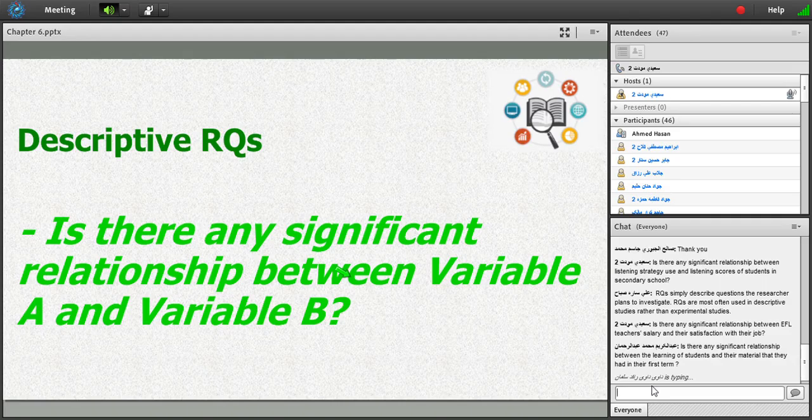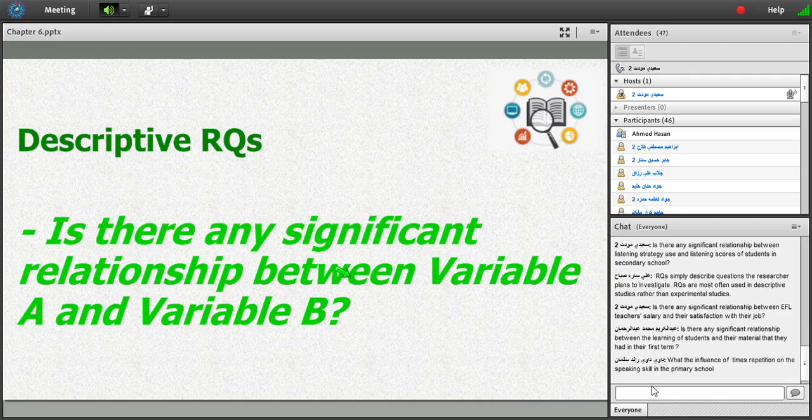Is there any significant relationship between the learning of the students and the material they had in their first term? Thank you. A good question. Yes. You want to see whether the students learn more, learn better, depending on the material that they had in the first term. What is the influence of times of repetition on the speaking skill in the primary school?